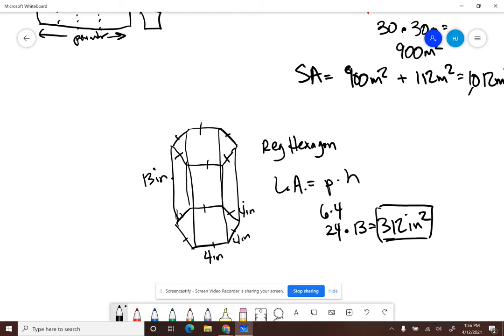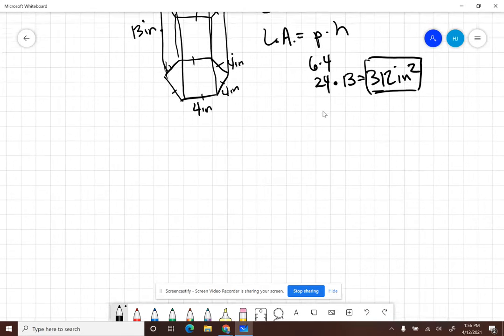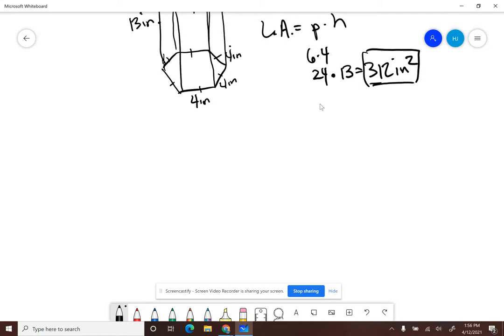So let's look at another example here, and now we're going to move on to triangles, and then we're going to look at the last one, which is cylinders, which I really want to spend a lot of our time on.